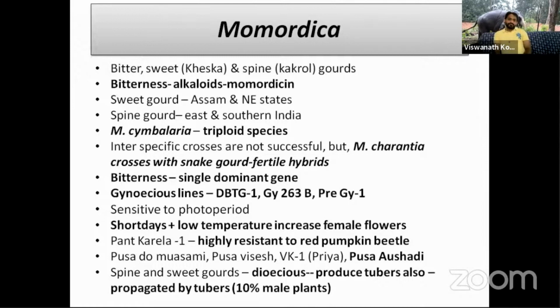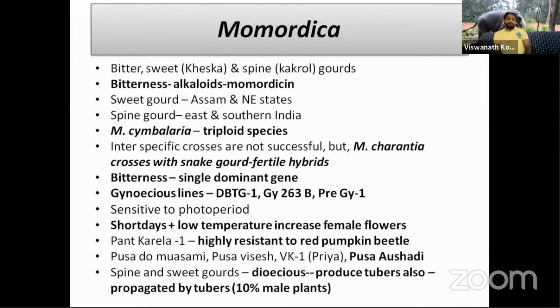and southern India. Momordica cymbalaria is a triploid species. Interspecific crosses are not successful. Crossing bitter gourd with sweet gourd and spine gourd is not possible. Bitterness is governed by a single dominant gene, and in bitter gourd, gynoecious lines were also developed: BBT G1, G263B, and G3G1.